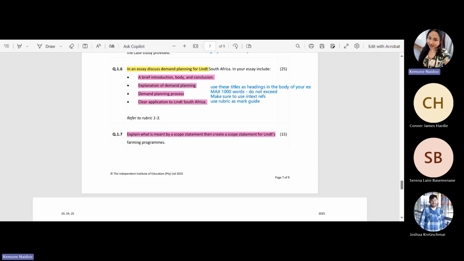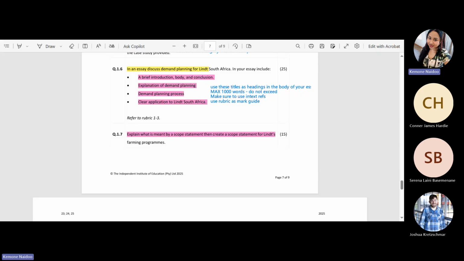And then your next one is the demand planning process. Okay. So again, you need to elaborate on what the demand planning process is. Why is it important? Maybe discuss the different steps of this in detail. Okay, but remember your word count. Always refer back to the word count and see if you are on track.